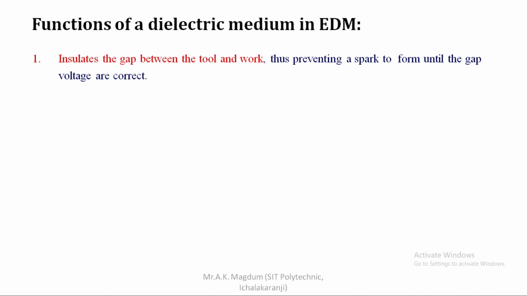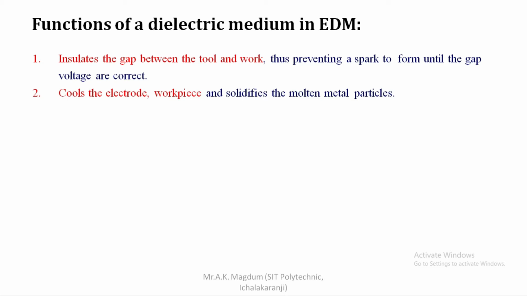These are the three important functions. First one, it insulates the gap between the tool and work. That is a very important function of the dielectric fluid, thus preventing a spark from forming until the gap voltage is correct. Whenever the correct voltage is maintained, then and only then will the spark take place. The second important function is that it cools the electrode and the workpiece also, and solidifies the molten metal particles. That is the second important function of the dielectric fluid.